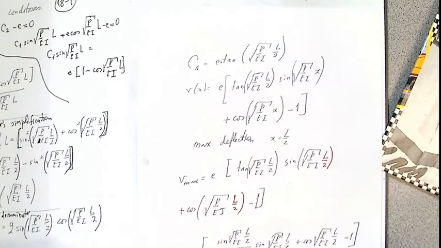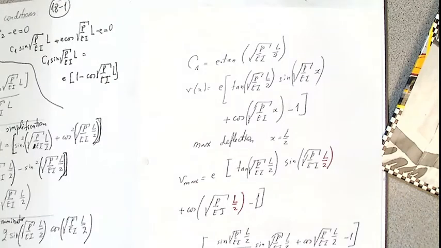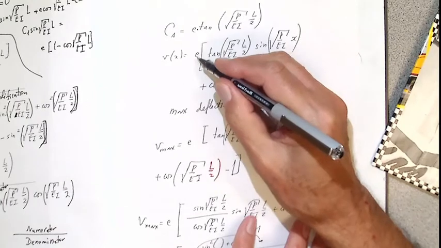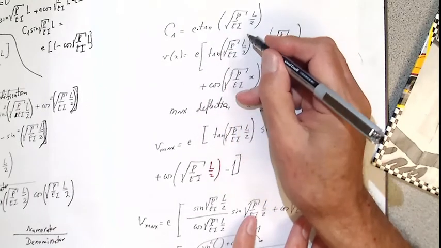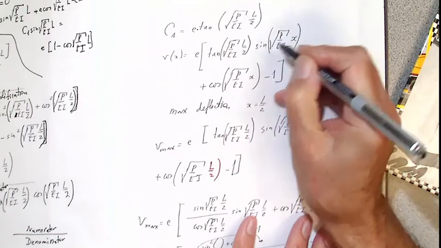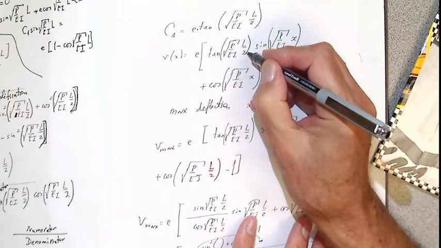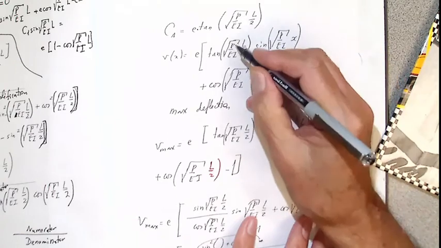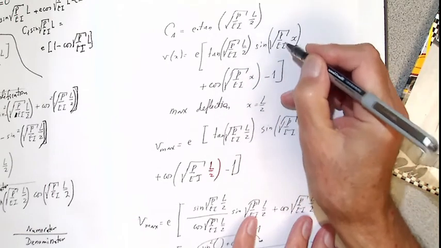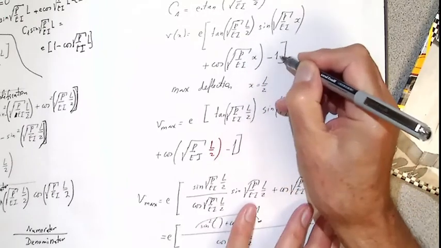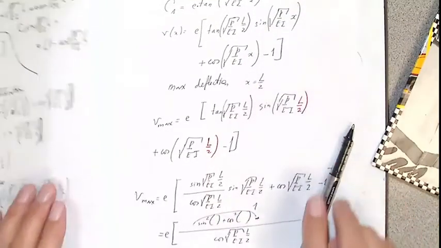So I got C1. So if I got C1, then I have e times this tangent times sine of square root of P over EI x. This is not dependent upon x. This depends upon x because we had C1 sine x. Then plus cosine of square root of P over EI x minus 1. So that is this final expression.